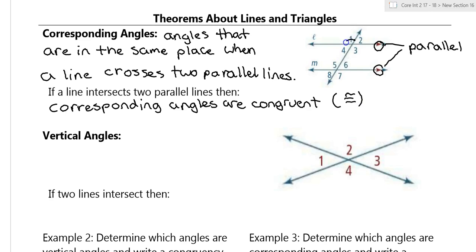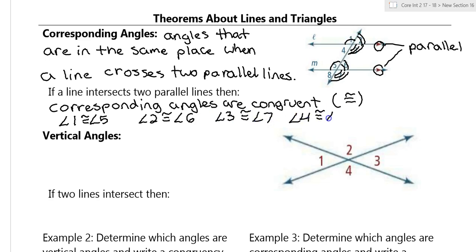So in this picture, I have angle 1, it's in the top left corner. Angle 5 is also in the top left corner. I also have an angle 2 here in the top right. Angle 6 is in the top right. Those 2 are congruent. Angle 3 is congruent to angle 7. They're in the same place. I'll leave it unmarked. Angle 4 is congruent to angle 8. They're both in the bottom left. Okay? So those are corresponding angles.